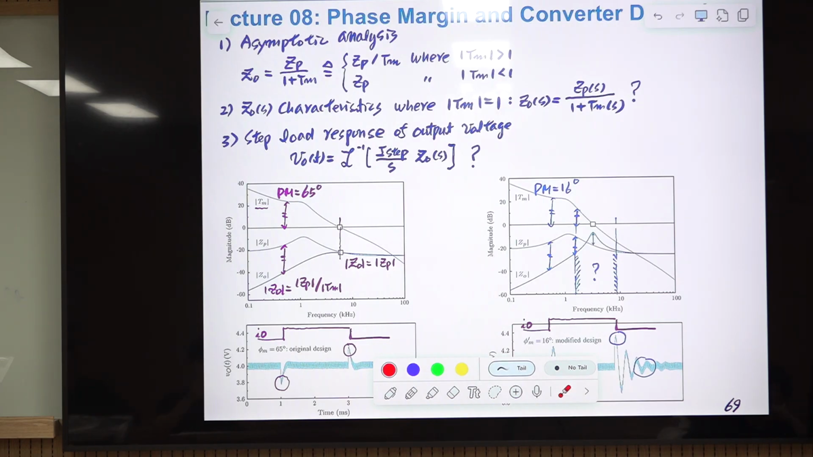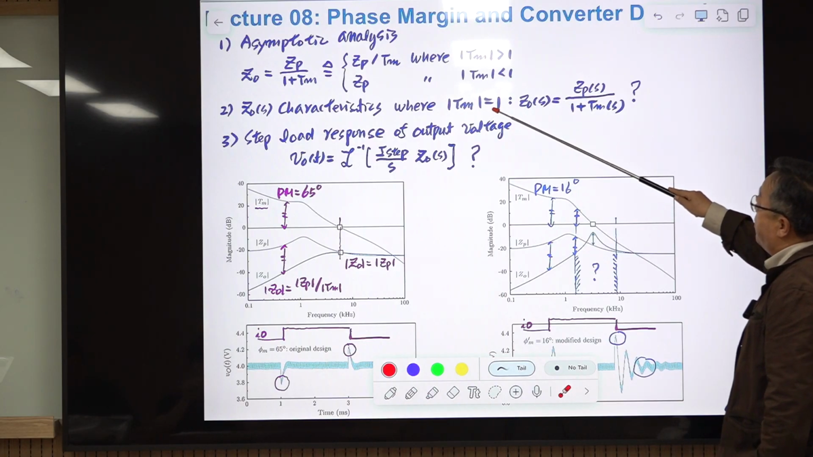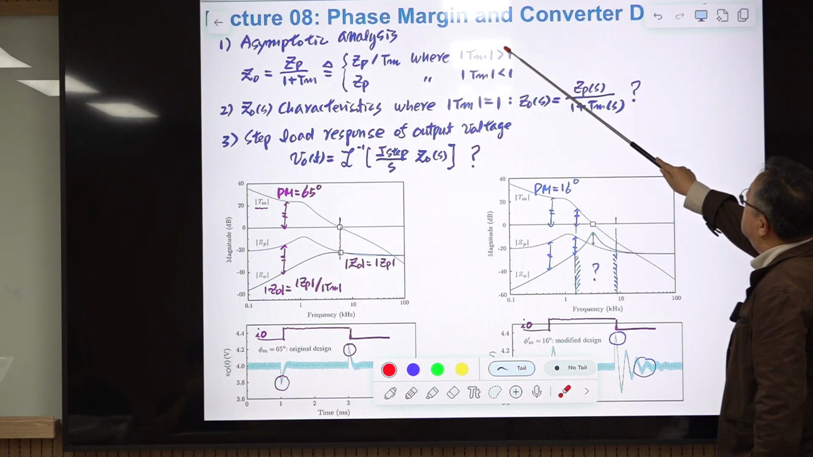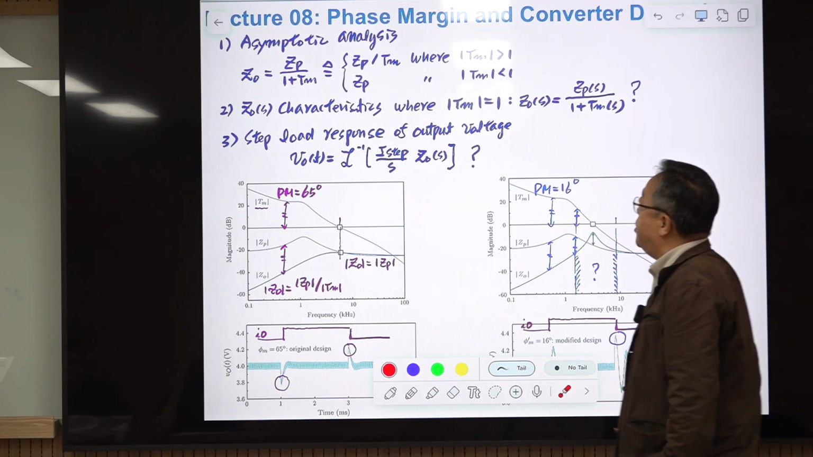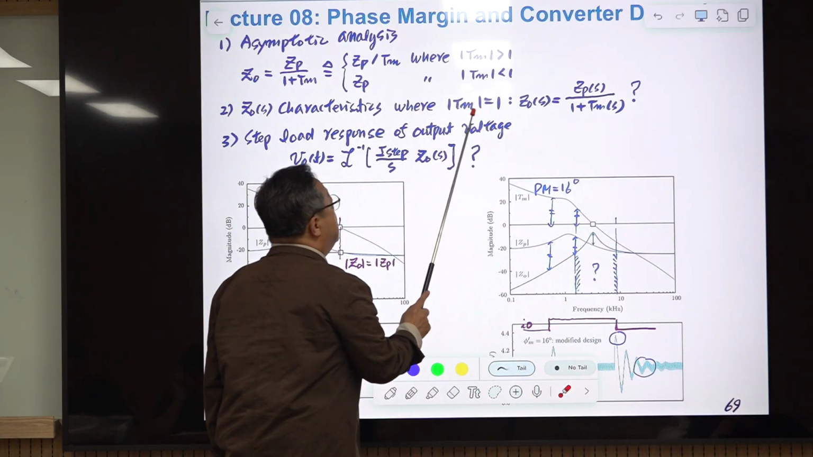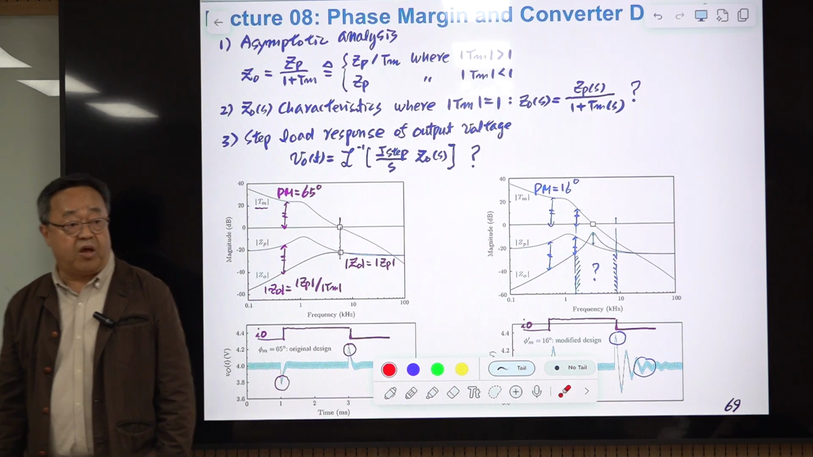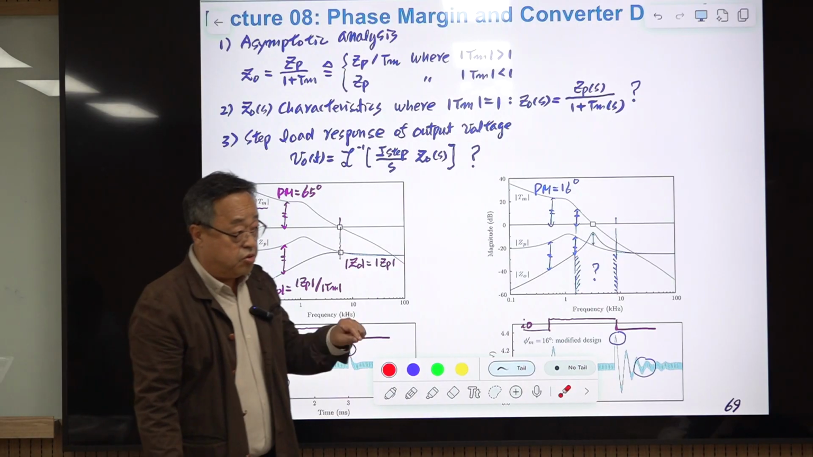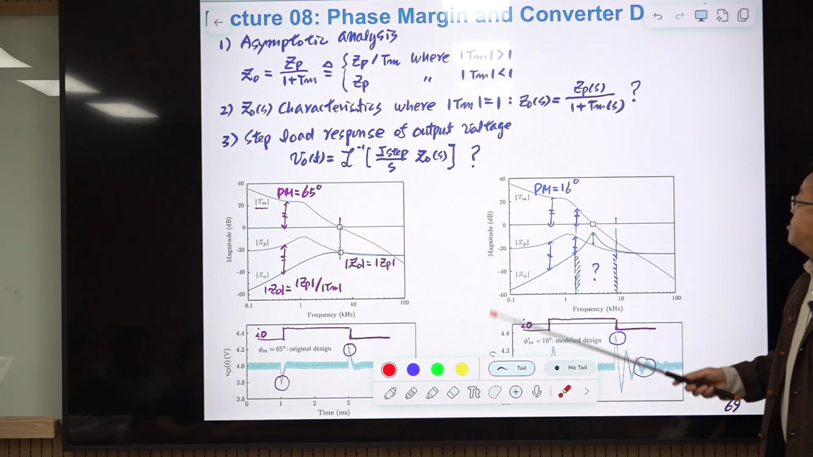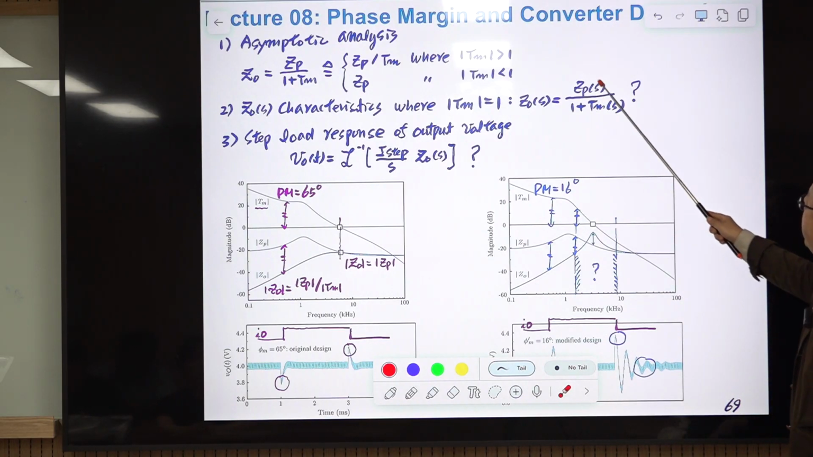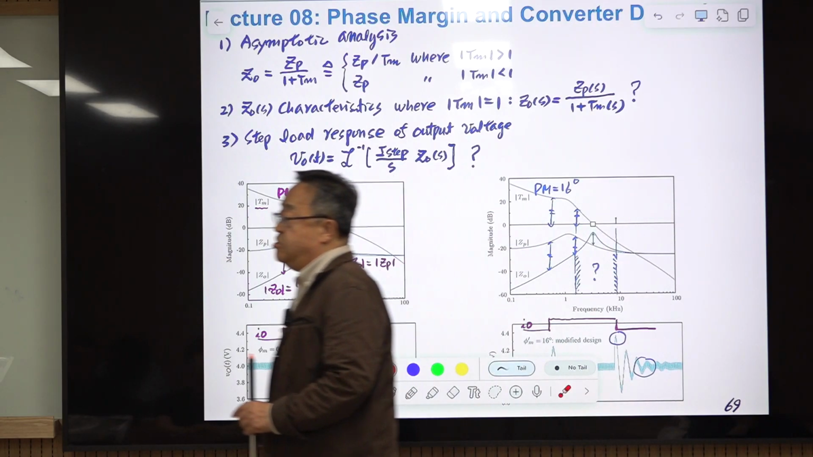Then the question is what will happen if the magnitude of the loop gain is exactly 1? We have this inequality sign here, so how about this case? What is the output impedance characteristic when the magnitude of Tm is 1, that is the loop gain crossover frequency in the Bode plot, and also the unit circle crossover frequency in the polar plot? Maybe you attempt to divide this thing by 2, but that is not true. For example, let's consider this case.